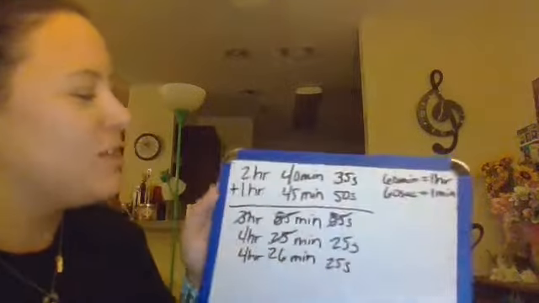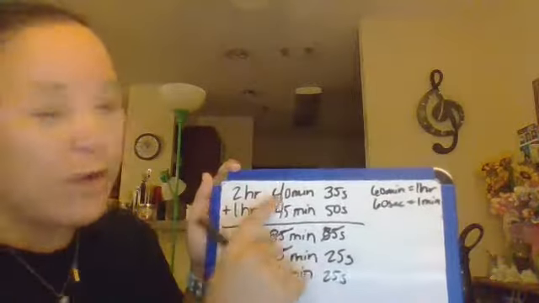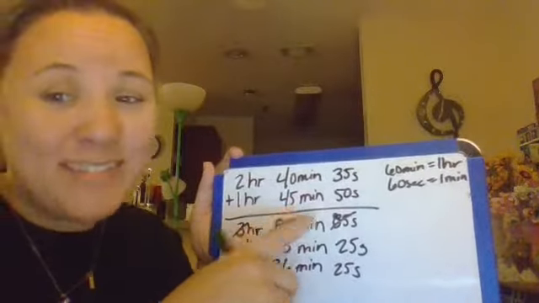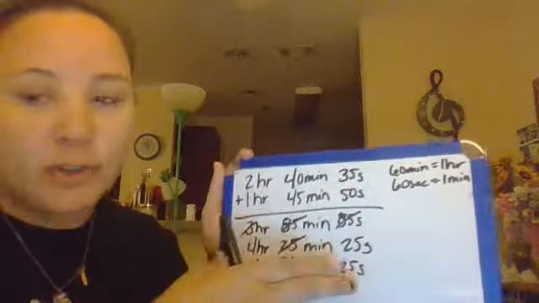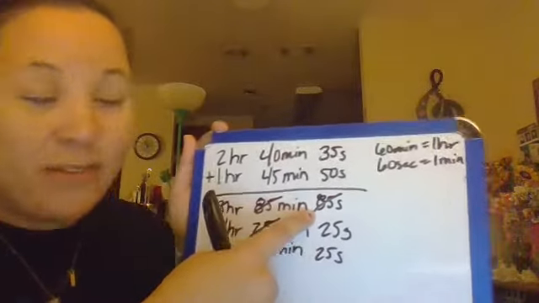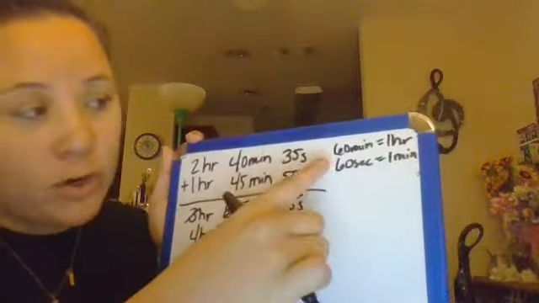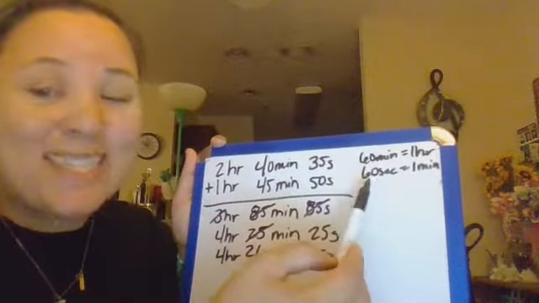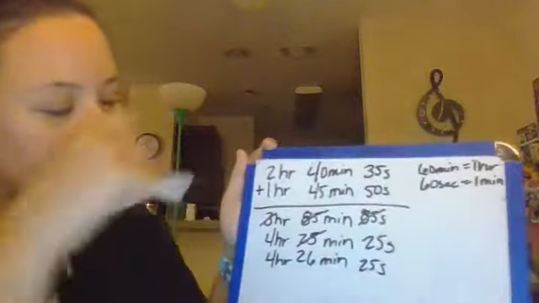All right, so let me try it again as I explain it. So we have 2 hours, 40 minutes, 30 seconds, plus 1 hour, 45 minutes, 50 seconds. We're going to add it straight down. We get 3 hours, 85 minutes, 85 seconds. We write down our conversions. 60 minutes equals 1 hour. 60 seconds equals 1 minute.